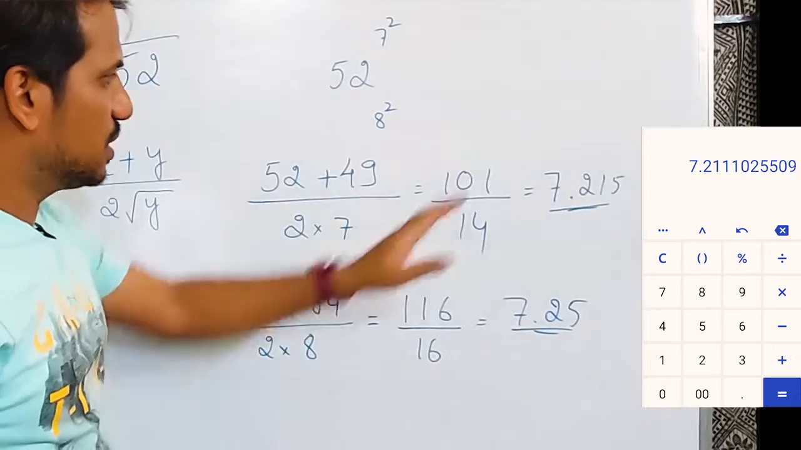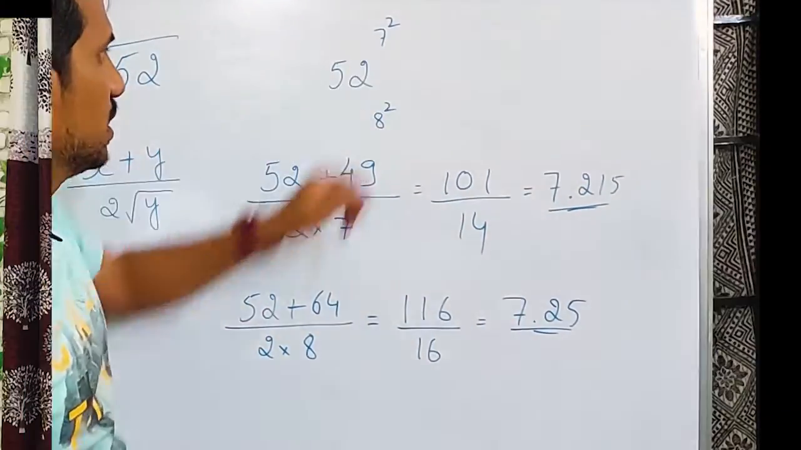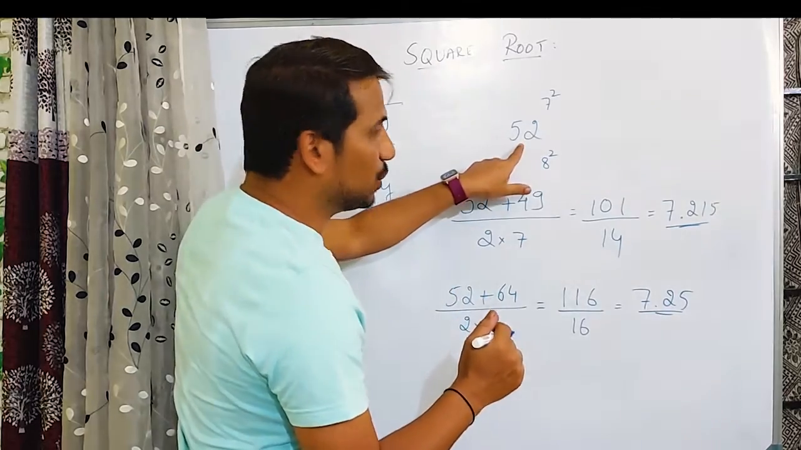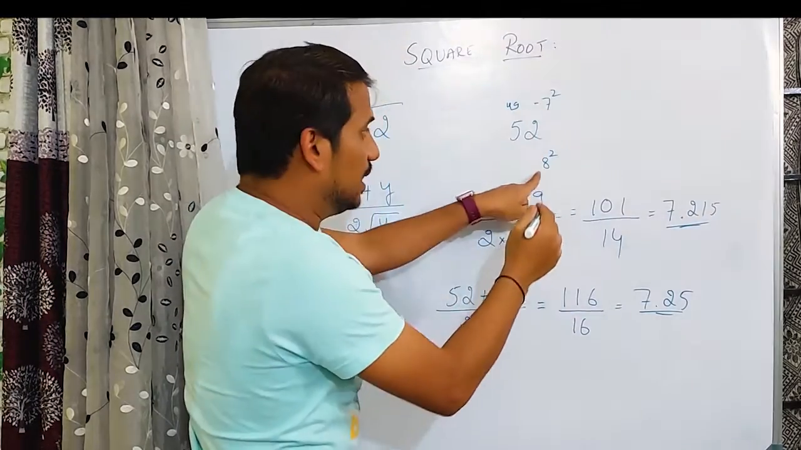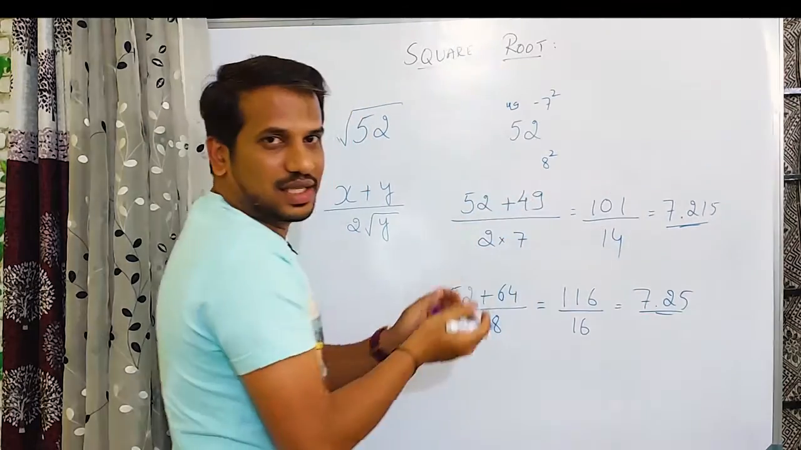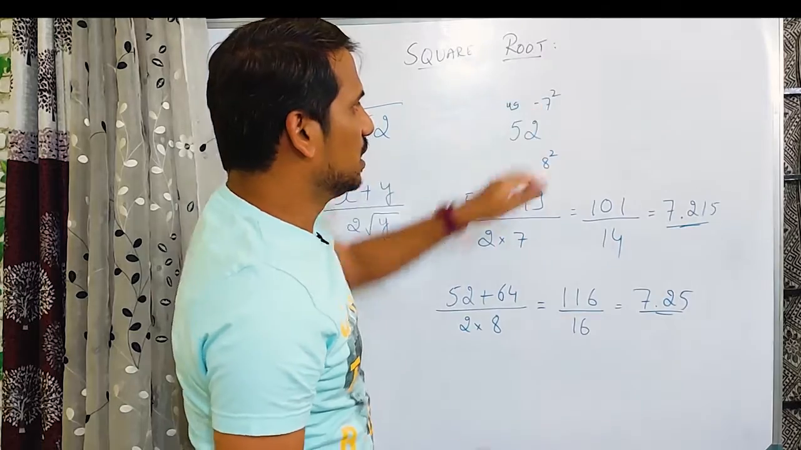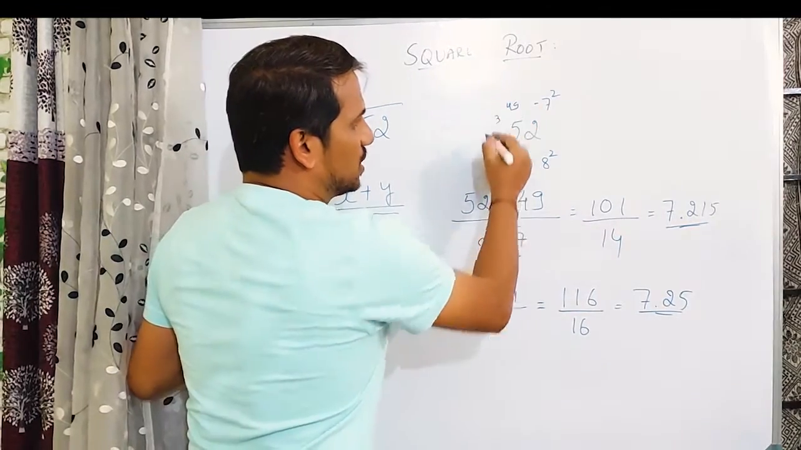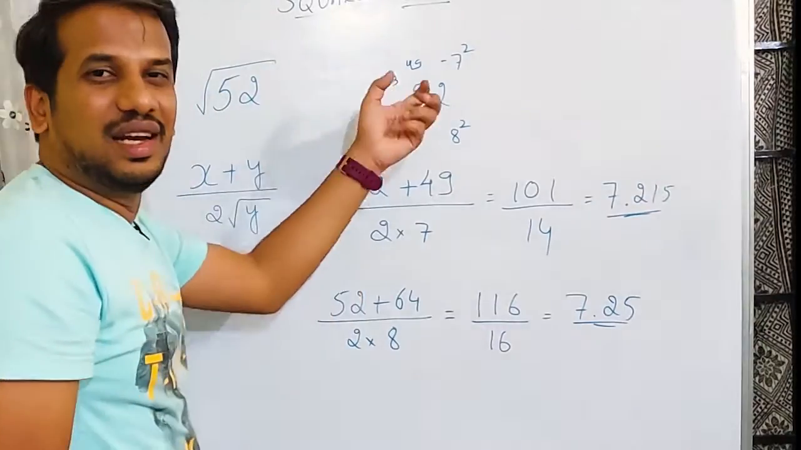So now which is the most accurate one? This one, that is when you take the least number. Now observe, 52 is nearer to 49, that is 7 square, rather than 64. So that's the reason when the difference is less, take that formula. That means from 49 the difference is just 3, for 64 the difference is 12. So take the least difference.